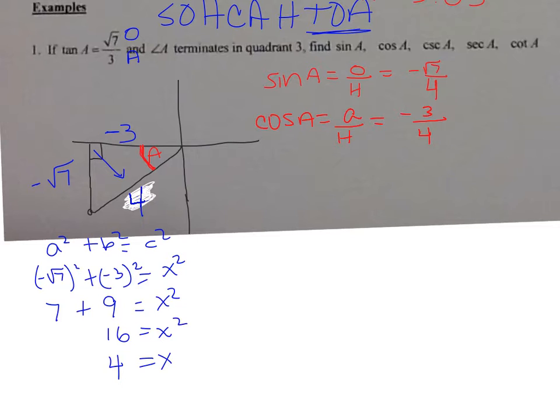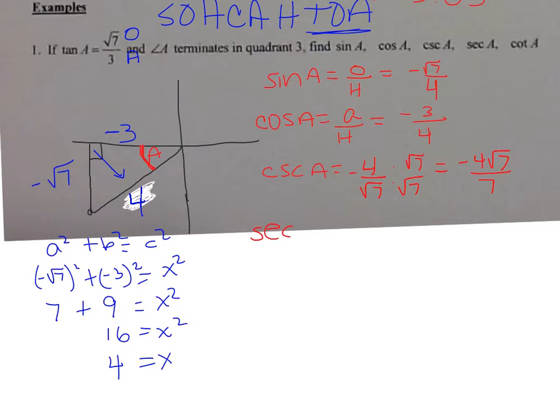So we need cosecant. Cosecant A. Remember, cosecant is the reciprocal of sine. So I'm going to go over to sine here, and I'm going to flip it. So I get negative 4 over the square root of 7. We rationalize the denominator, multiply the numerator and denominator by the square root of 7. So we get negative 4 the square root of 7 over 7.